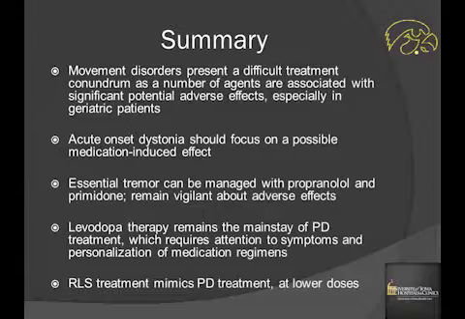So just as an overall summary, movement disorders do present a difficult treatment conundrum as a number of the agents that we can use for these diseases are associated with a significant amount of side effects, both in young patients but specifically in geriatric patients as well. Acute onset dystonia should focus on a possible medication-induced side effect, specifically if it's something that's been recently started for a patient. Essential tremor can be managed with propranolol and primidone, but we do want to remain vigilant about the side effects with these. And specifically, we don't always need to treat the essential tremor. We can certainly see if it's impacting patients' quality of life. And then if quality of life does start becoming impacted, then we can consider one of those options.